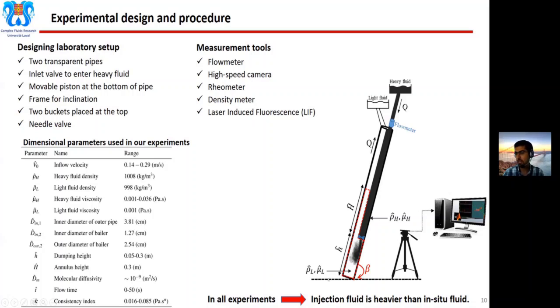So in each experiment, first I fill the outer pipe with the light fluid, and as soon as I open the gate valve, the heavy fluid comes inside the outer pipe and displaces the light fluid out of the system. Simultaneously, the camera and flow meter capture the image of the flow and the flow rate and transfer it to the computer.